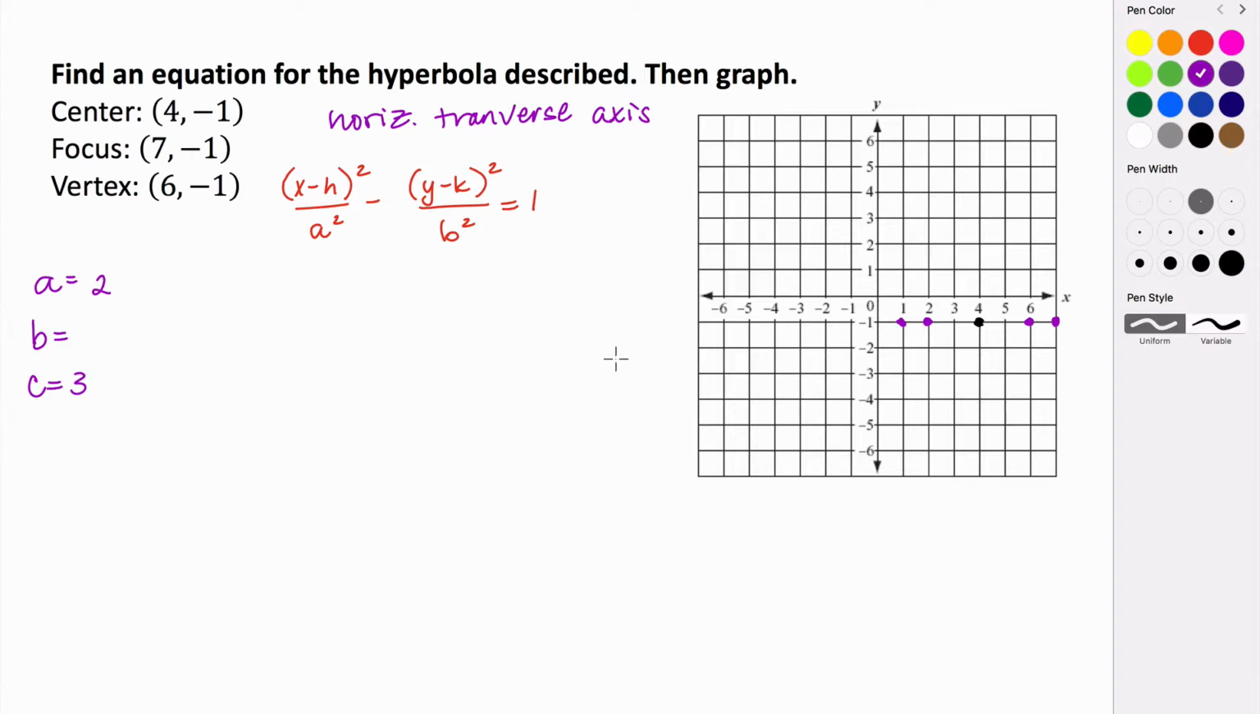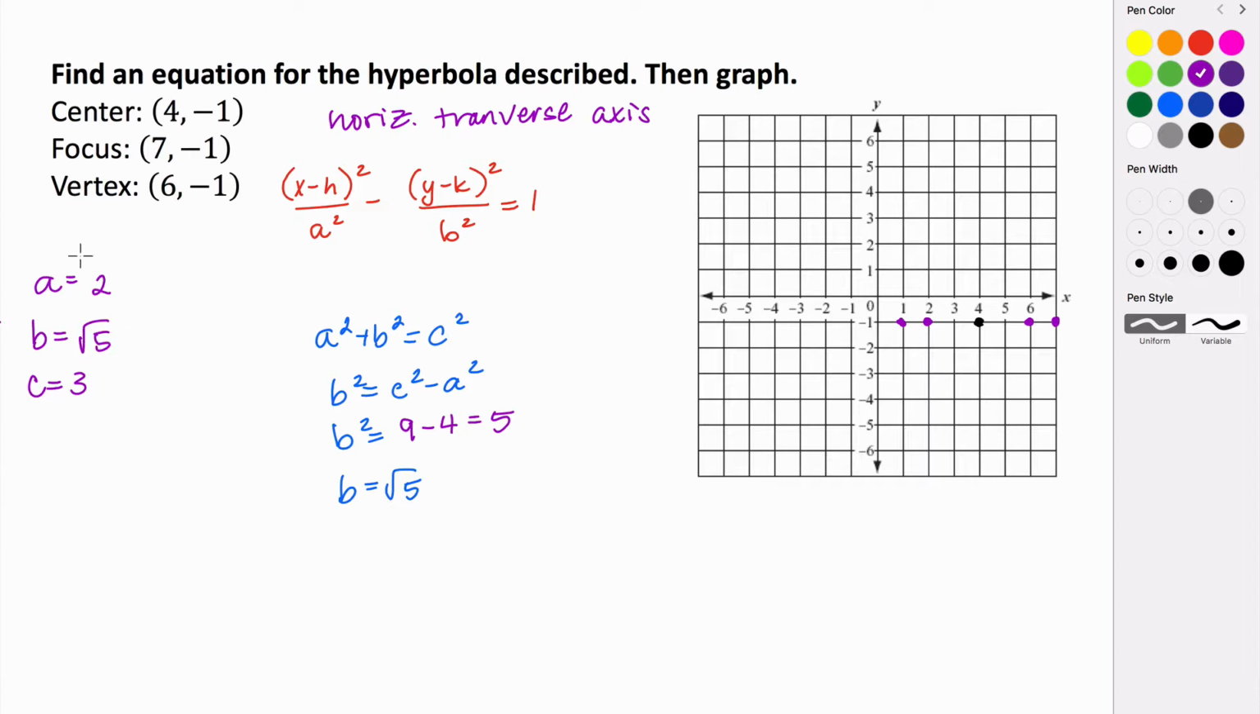So we can find b by using the relationship between a, b, and c. So we know that a squared plus b squared is equal to c squared. And so isolating b, we get b squared equals c squared minus a squared, which is going to be c squared is 9, a squared is 4, so 9 minus 4, that's 5. So that means that b is going to equal the square root of 5. So we get the square root of 5 here.